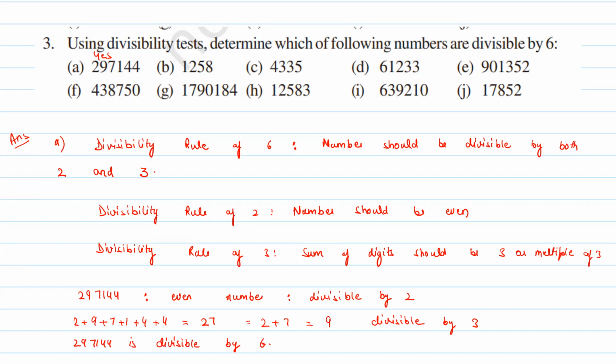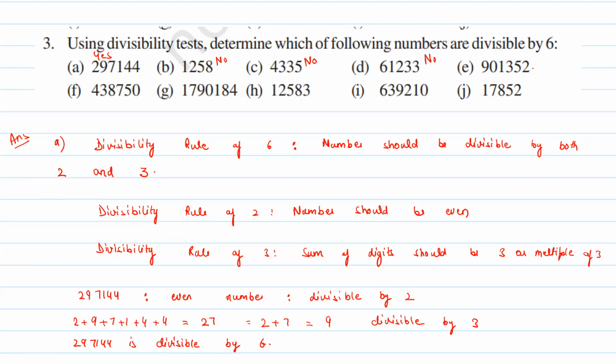Coming to 1258, just check. Yes, it is even, so it is divisible by 2. But for the 3, you have to check for the sum. 1 plus 2 is 3 plus 5 is 8 plus 8 is 16, which is not divisible by 3, right? So it is not divisible by 6. So you can just write the no. It is also not an even number, not divisible by 2, so directly write no.